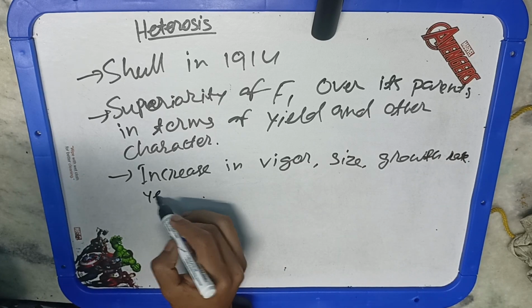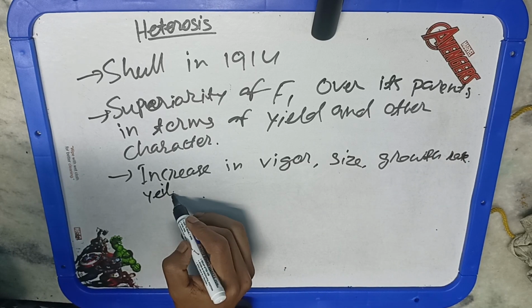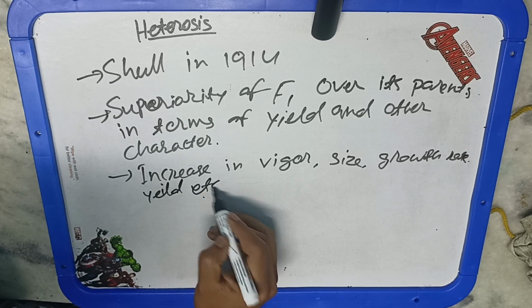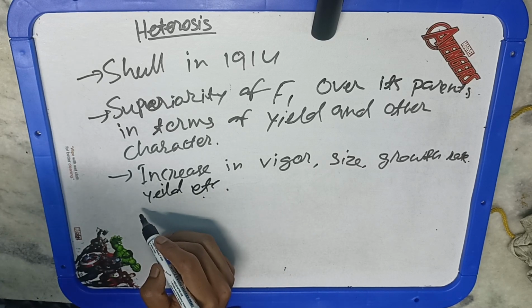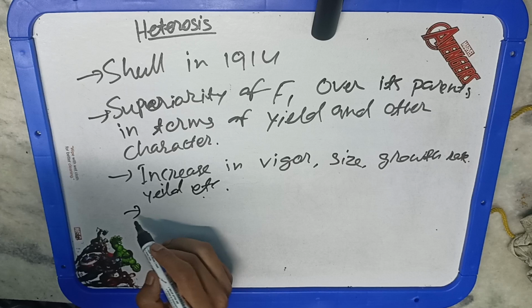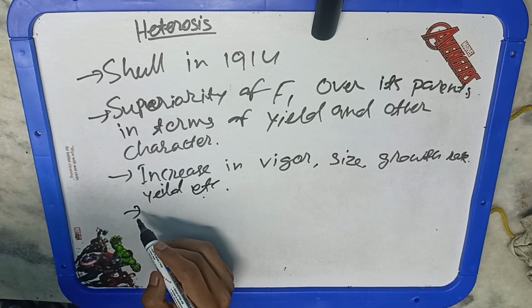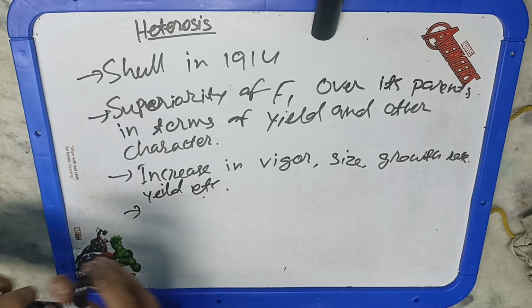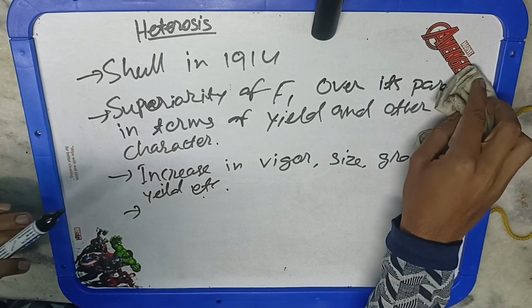Sometimes heterosis is estimated over the superior parent. If we take the character of height, this is the superior parent as compared to the other parent, and the F1 is performing over and above the superior parent. Then it will be referred to as heterobeltiosis.